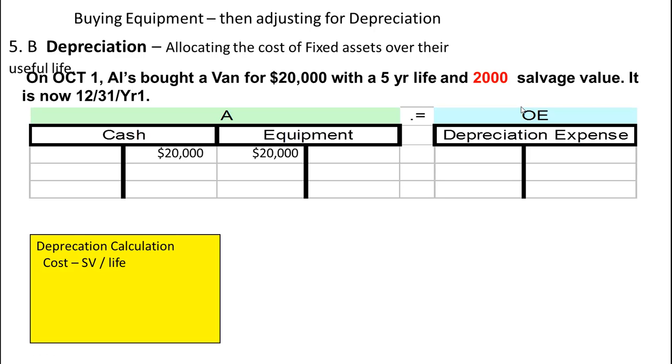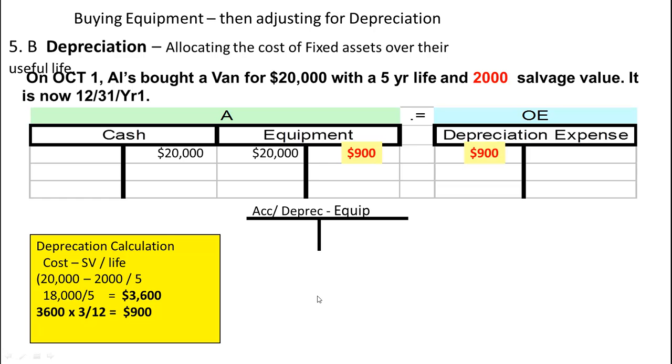So the calculation now would look like this. It would be 20,000 minus 2,000 divided by 5, which would be 18,000 divided by 5, and that's a full year depreciation. But we only have the months of October, November, and December, which is 3/12 or 1/4 of a year, which means that our depreciation would be $900, and it would go in the accumulated depreciation account. And I believe we're done. And that's adjusting entries in a nutshell.